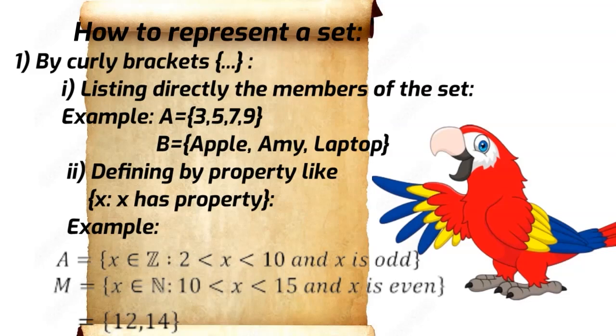Or, we define a set by a property. Let's try to recreate A in the example above by giving it with a property. Here, these numbers are odd integers and they are between 2 and 10. So, we can write it as integers such that between 2 and 10 and they are odd. Let's try to do this in reverse. Our set M equals the integers between 10 and 15 and they are even. What are those numbers? 12 and 14. Be careful here, 10 is not included.